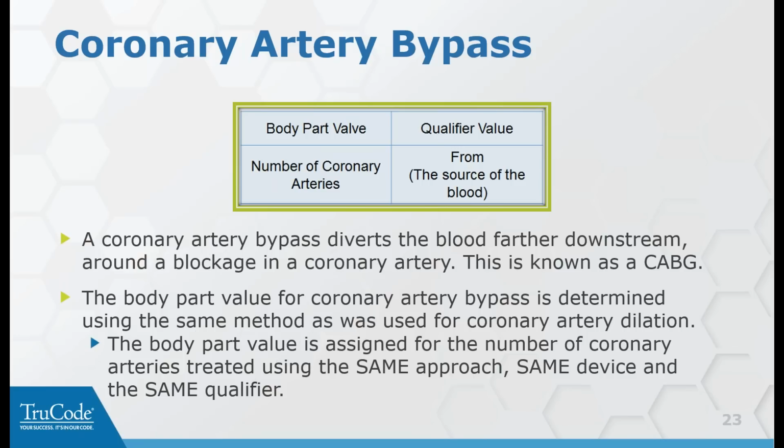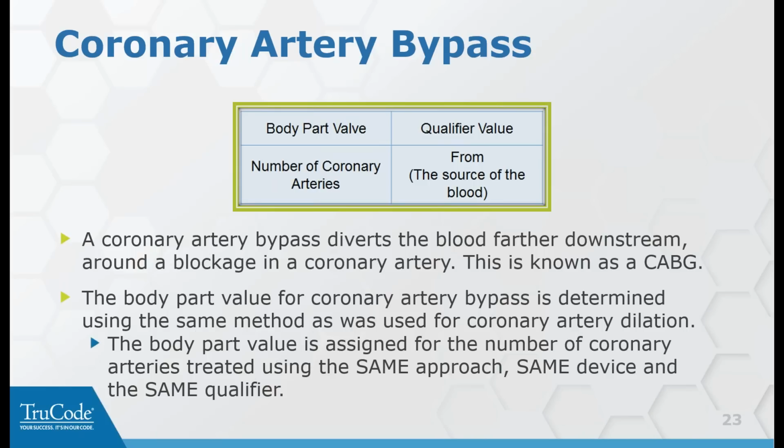We will see in my examples that they will tend to use the left and the right internal mammary, which are not, those arteries are not completely disconnected from the body and used as a free graft. So they don't get a device value, and I'll help with that. So the qualifier value is the source of the blood. And in here, I did write that there's one tricky spot in our qualifier options.